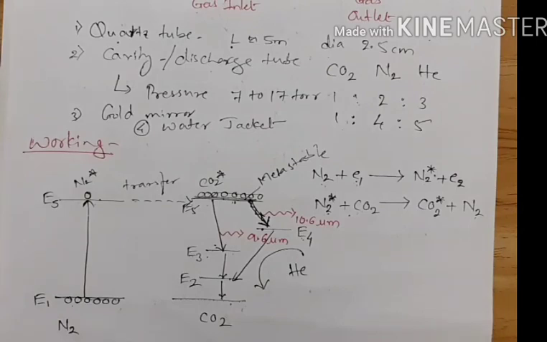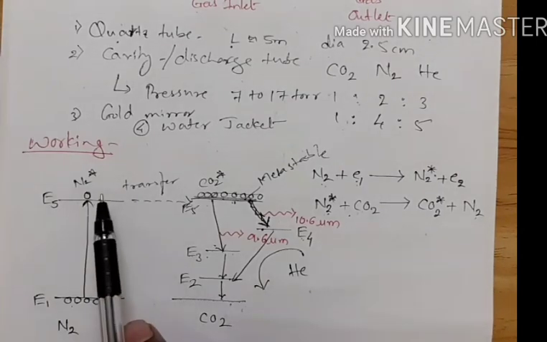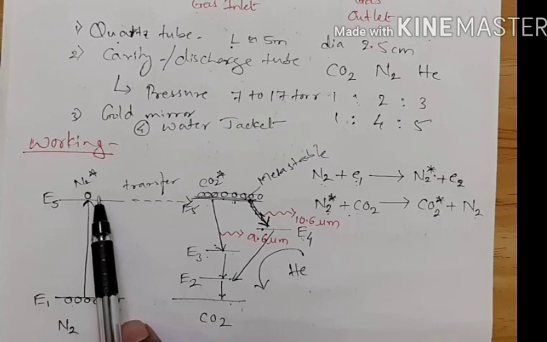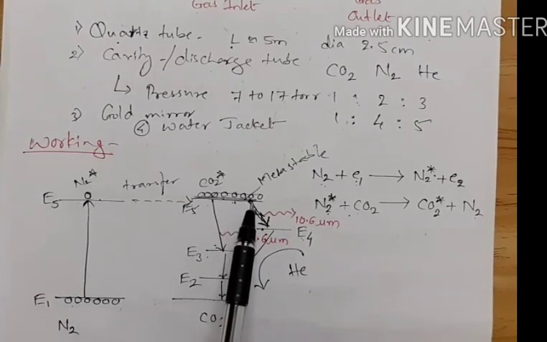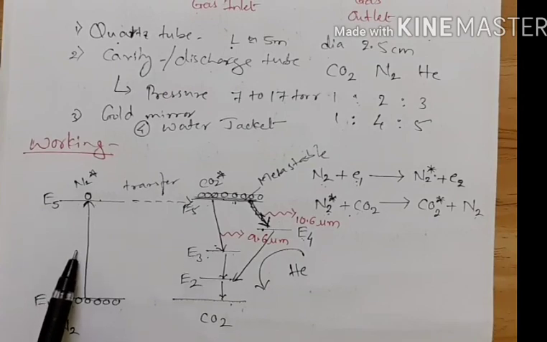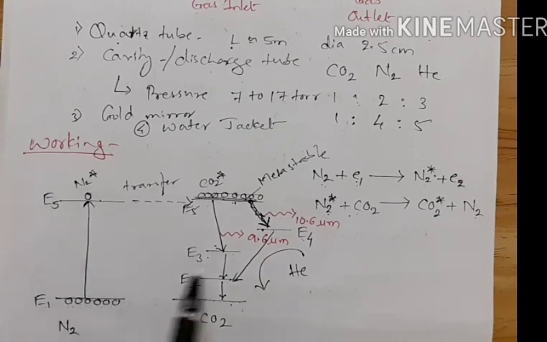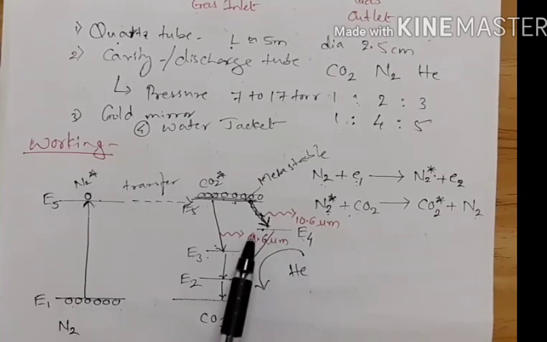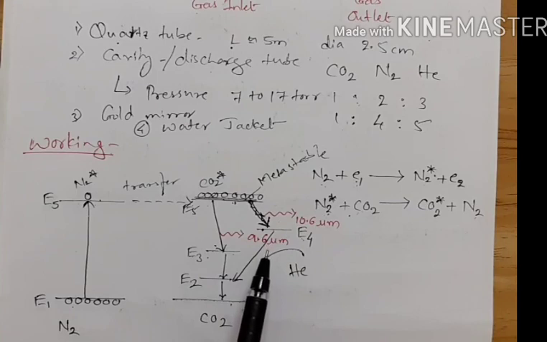Again, these molecules are ready to receive this energy, that is N2 star energy. Again, it starts radiating, because continuously we are pumping the electrical energy to the gas. We are supplying the voltage to the gas, so that electrons are supplied continuously, and in this way we will get the laser output in two wavelengths, that is 10.6 micrometer and 9.6 micrometer. This is the working of the carbon dioxide laser.